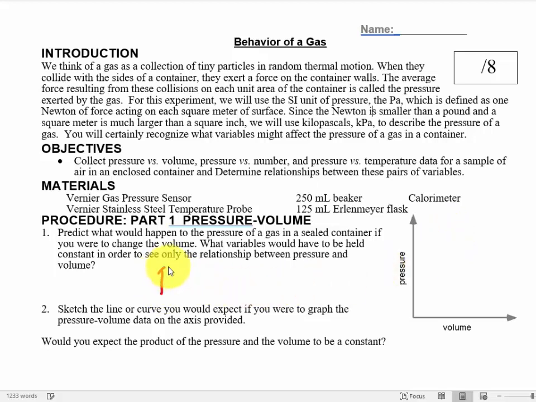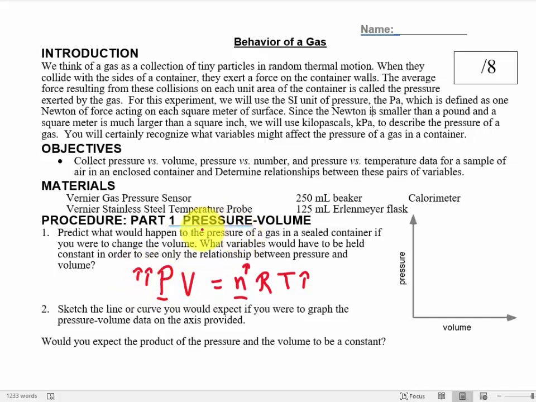So here's what we know: the ideal gas law, PV equals nRT. What we would expect is, for the pressure and the volume, if you hold all the other variables constant, an inverse relationship. If we were looking at the pressure and the number of moles, I would expect a linear relationship, because as this goes up, this should also go up. And lastly, I would also expect a linear relationship for pressure and temperature, because if the temperature goes up, then the pressure should also go up, and vice versa.